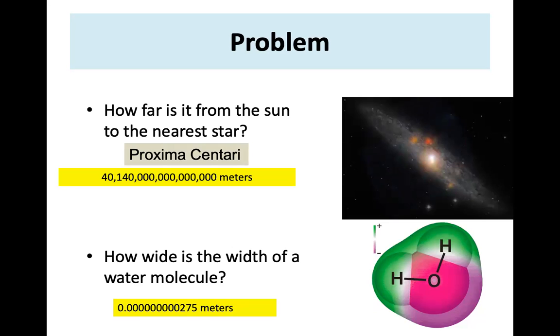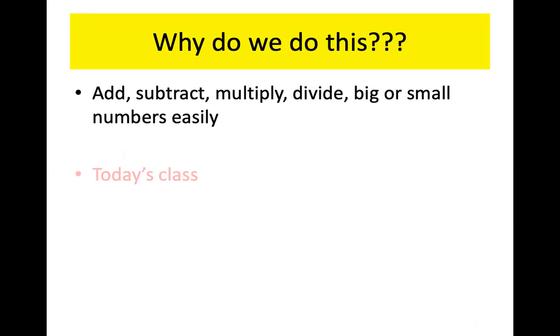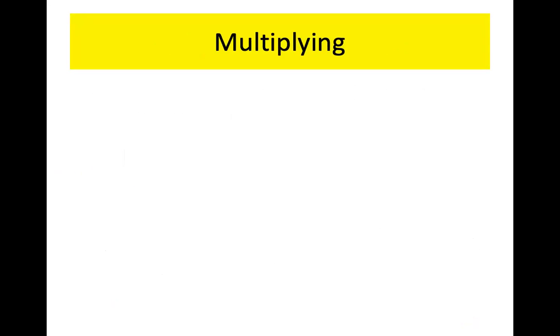We'll be able to do it in our heads in under 5 seconds because of this thing called scientific notation. We don't teach it to second and third graders because they're not ready for it. They don't even know what an exponent is. That's why we can't do this for them. So why do we do this? It just makes the process very easy. This is today's class. It's going to be a quick class. It's also Friday. All right, so we'll do multiplying, then dividing, and lastly, adding and subtracting.